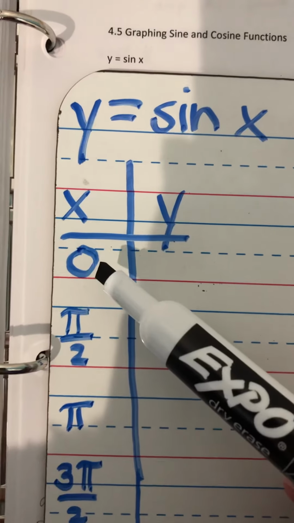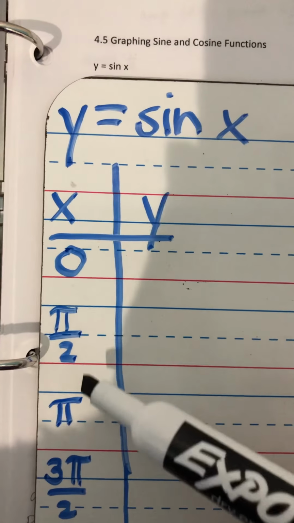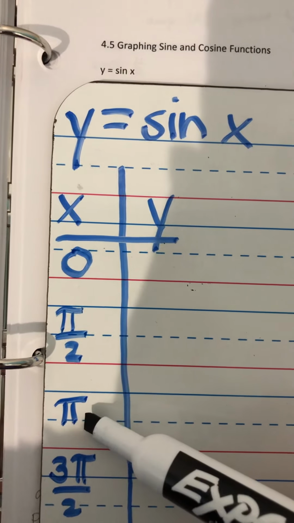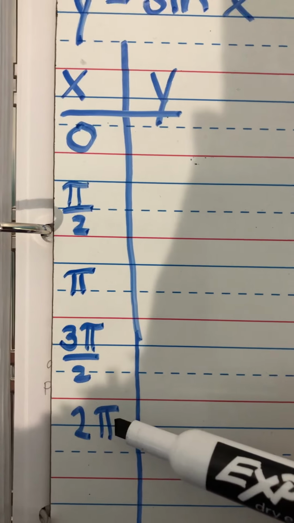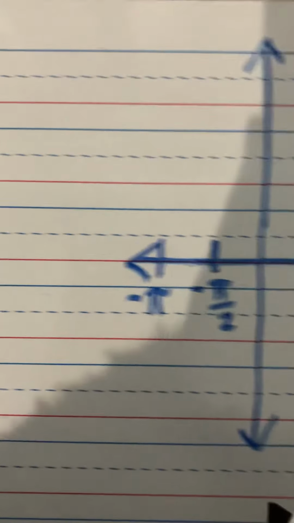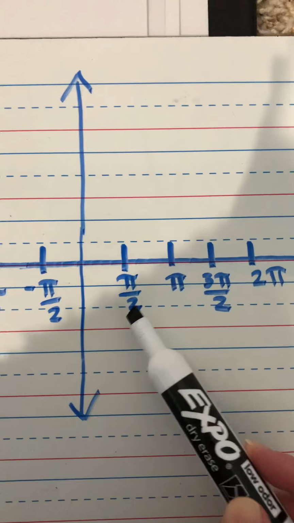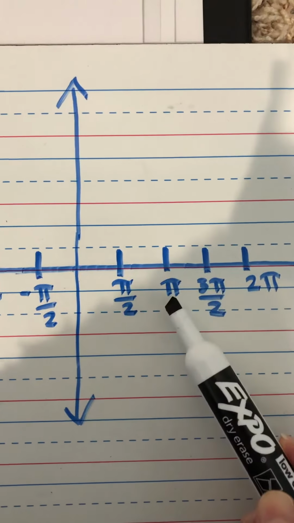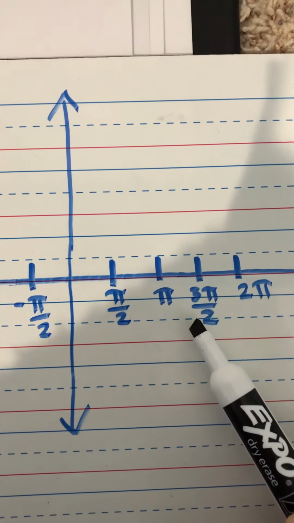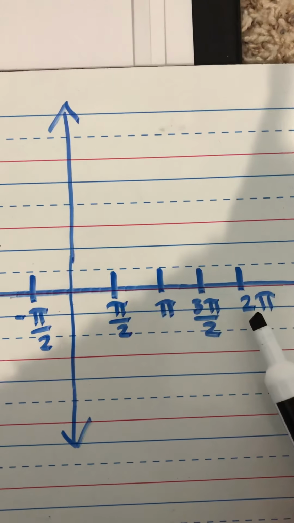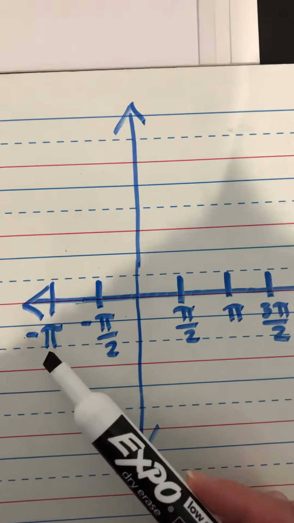So I'm saying a turn of 0 radians, a turn of pi over 2 radians, a turn of pi radians, a turn of 3 pi over 2 radians, and a turn of 2 pi radians. We'll start with that. And so I'm going to make my graph. And so I've got pi over 2, which is also 90 degrees, pi, which is 180, 3 pi over 2, which is 270 degrees, 2 pi, which is 360 degrees. I also put in some negative numbers for the clockwise turns.